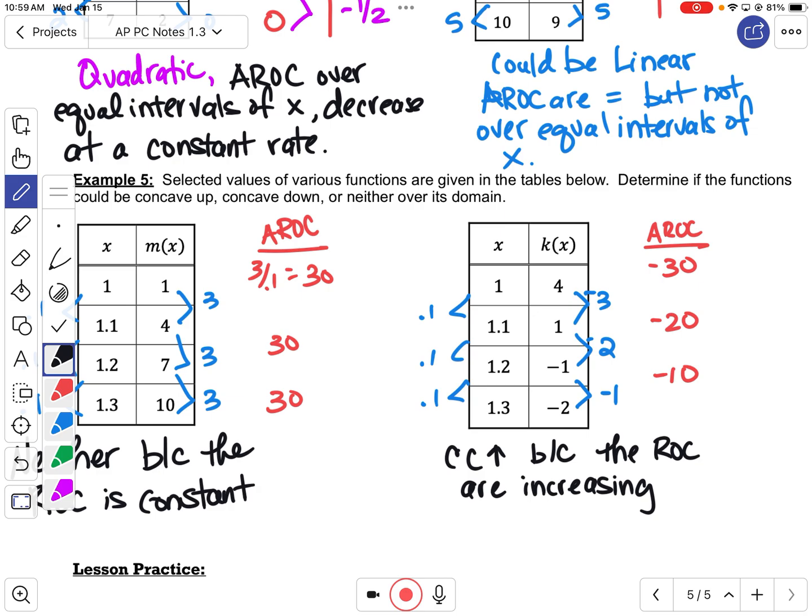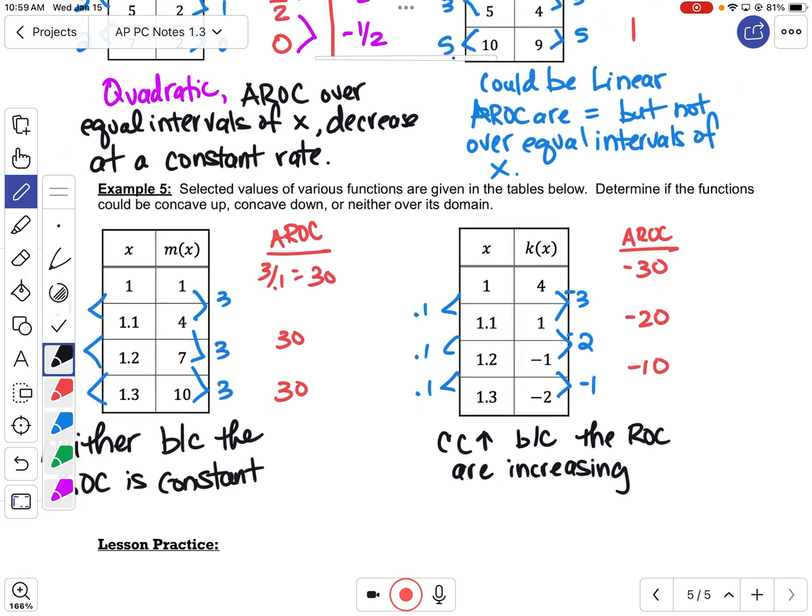Questions over what we did today? Really, we're just doing rate of change and looking at that table, figuring out, do we have a linear function, a quadratic? Are we concave up, concave down? I feel like that all plays really well together with what we did the first two sections, so that's why I put it all in the same quiz together.